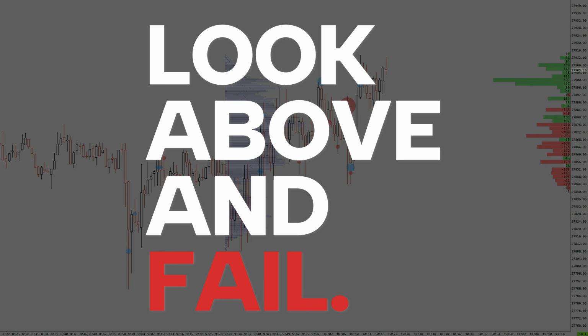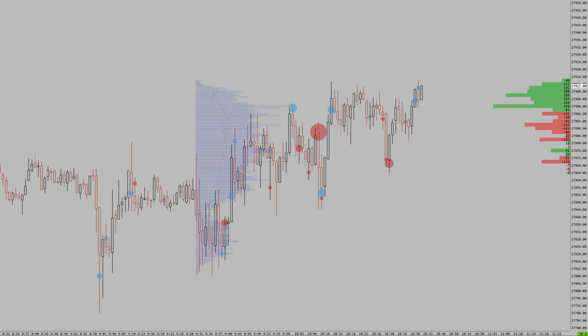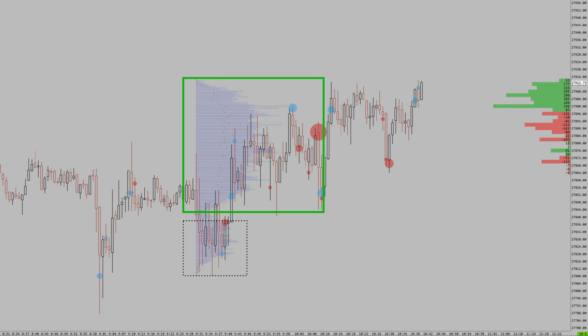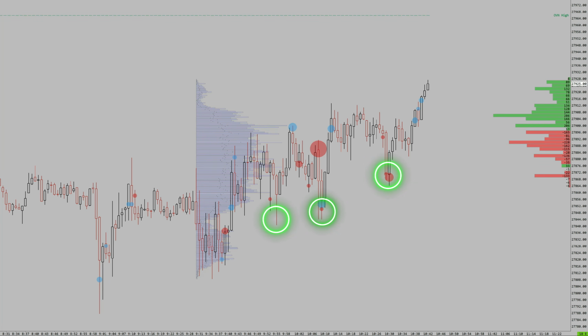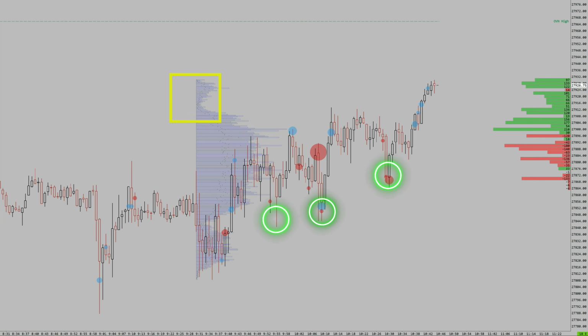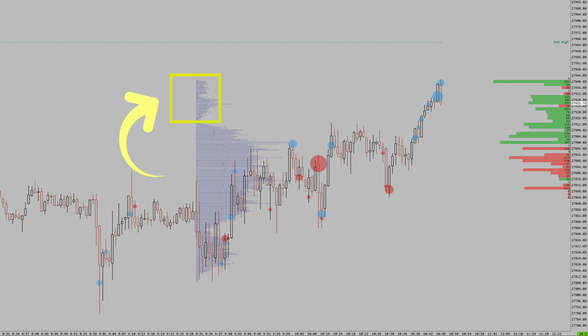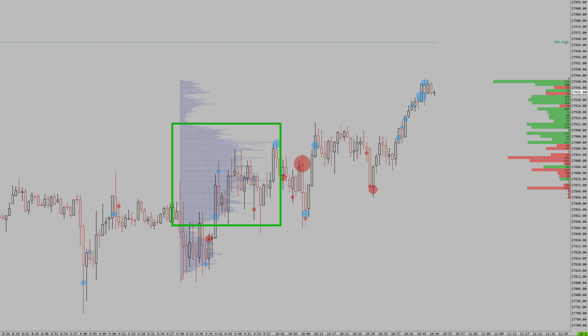So look above what exactly? It can be multiple things. In this case, it's after a failure to push lower here. The market has been ranging and building value in this whole zone. This is what's called imbalance. So the market is in balance in this volume cluster till it's not. Eventually, as the market makes higher lows after higher lows, you can see that the price is poking outside that value zone. The market is looking above that whole volume balance zone, okay?